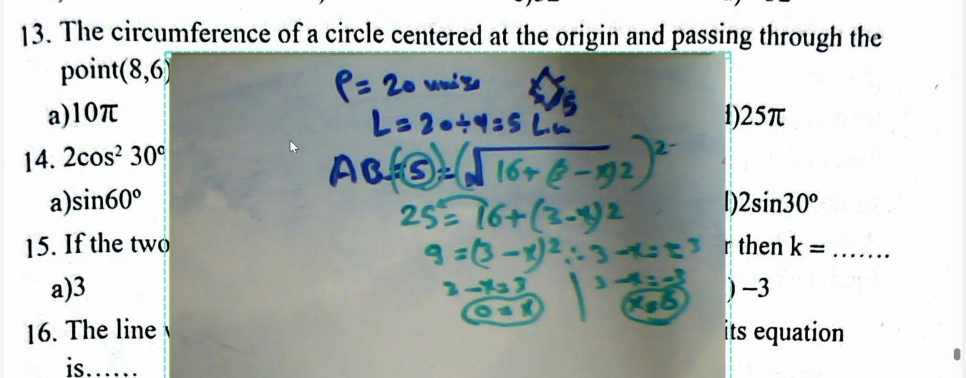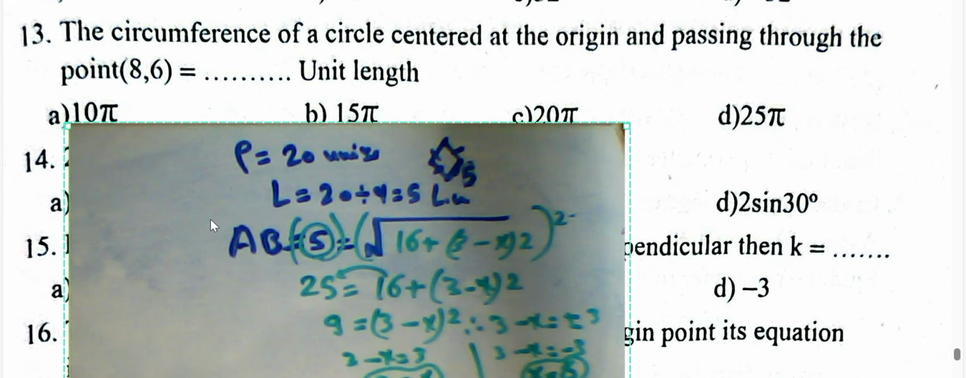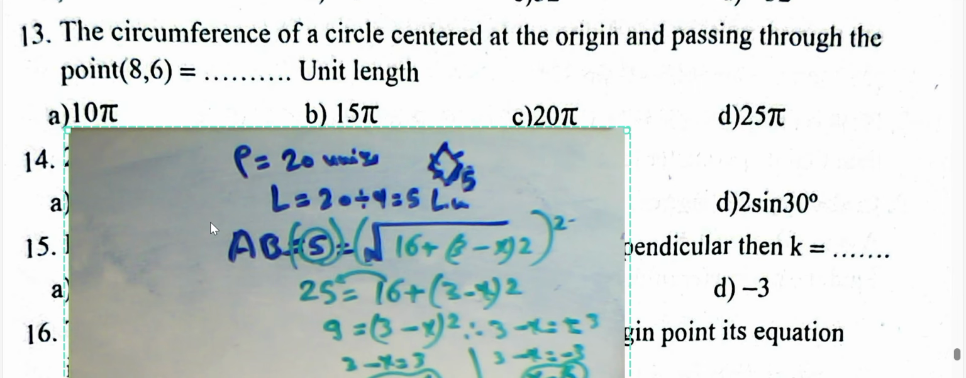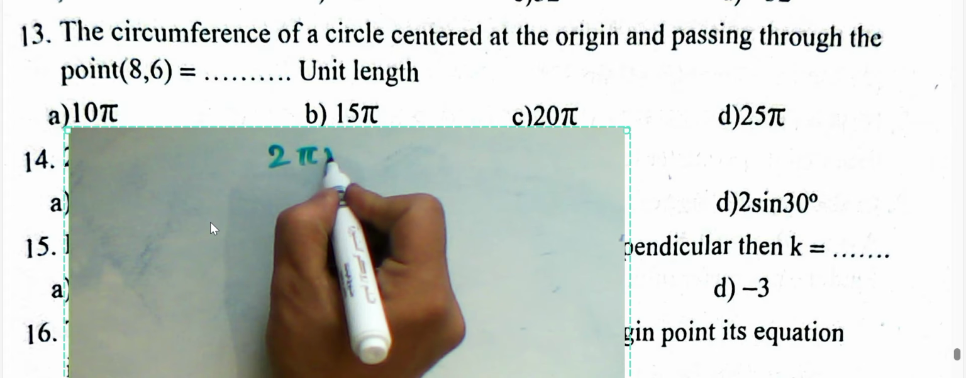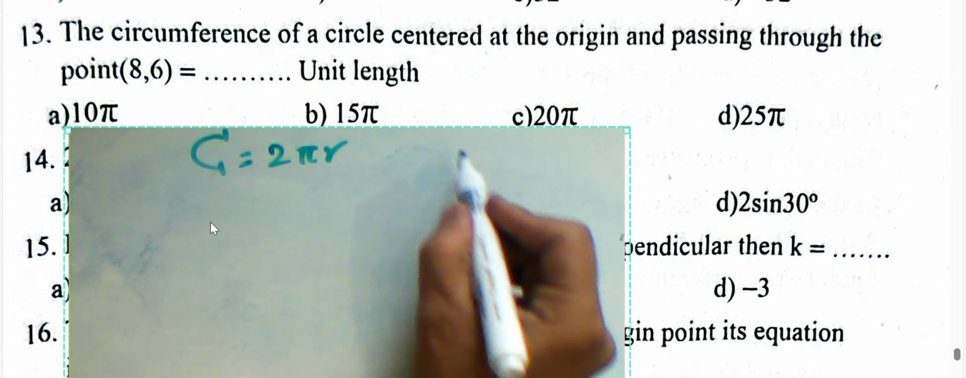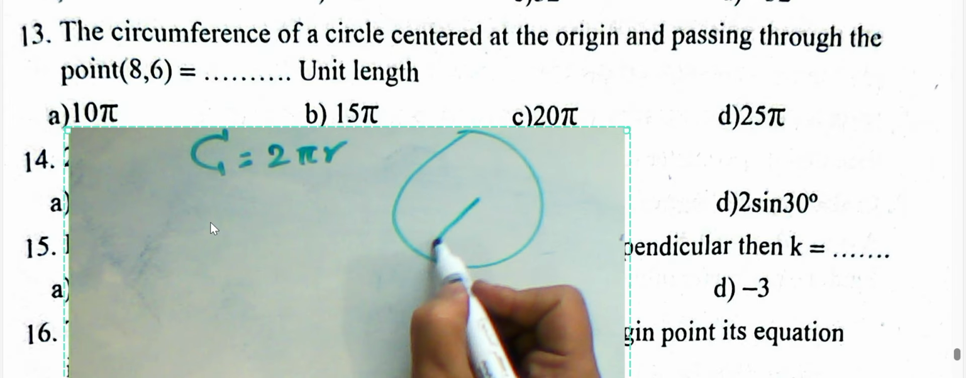Next question, number 13. The circumference of a circle centered at the origin passing through the point (8, 6) has length what units? We want to find the radius, and after the radius, we want to find the circumference. You know the circumference of a circle equals 2 pi times r. We have a circle, and we want to find the radius first.